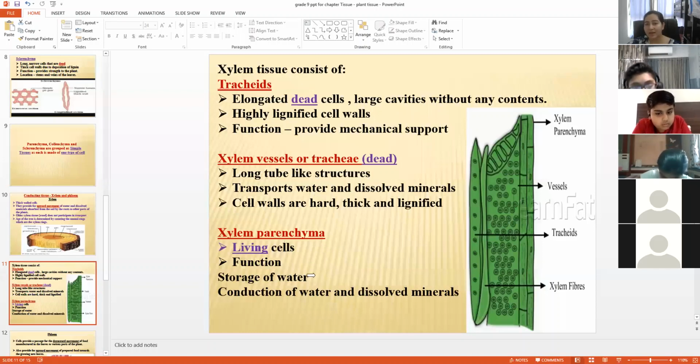Now, students, here I have highlighted some points. The tracheids are dead. The xylem vessels are dead. However, the xylem parenchyma is living. Okay. Now, students, this entire structure is a xylem.